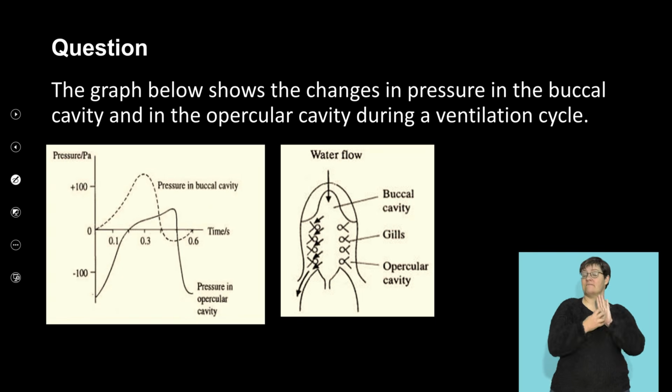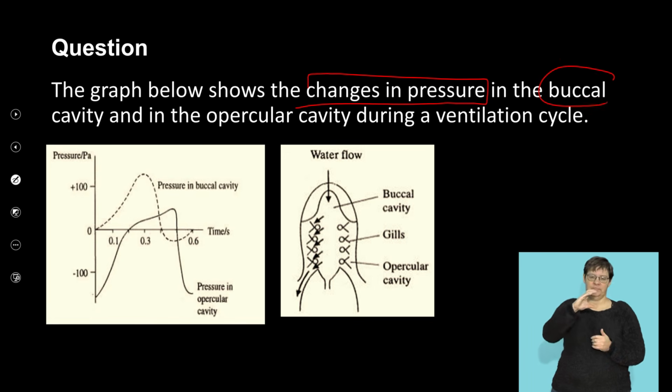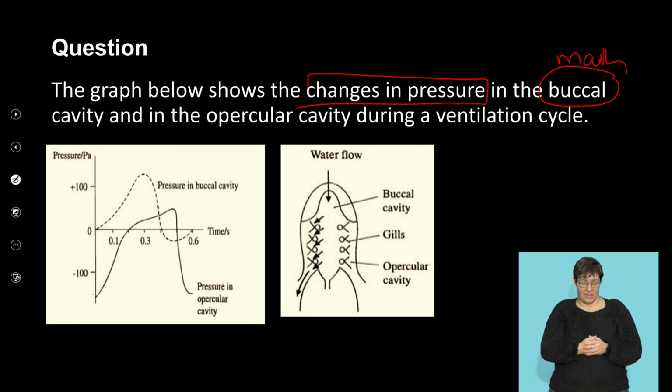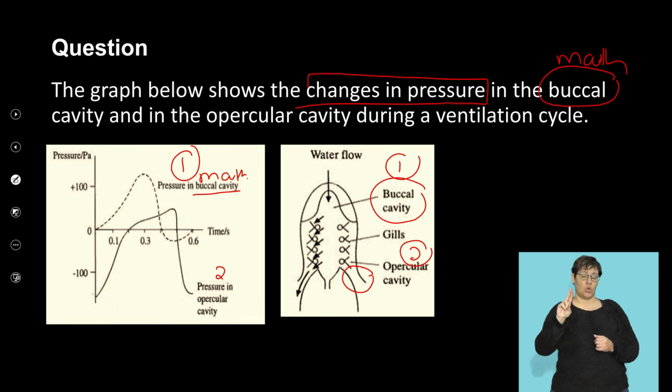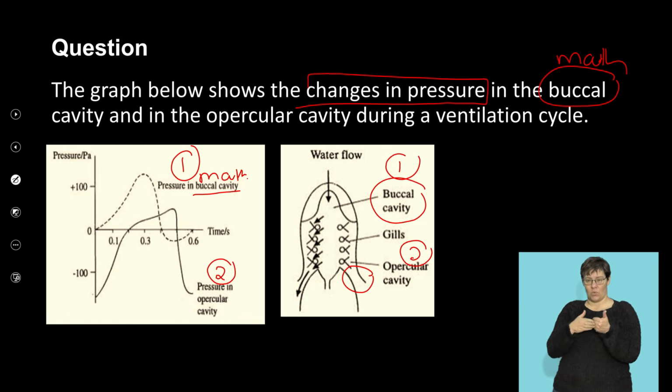Now we have a diagram where we link. The graph below shows the changes in pressure in the buccal cavity. Now what does buccal mean? Buccal is another word for mouth. So over here, this buccal is going to be the mouth, and the opercular cavity. So 1 here is the mouth, and 2 is going to be the opercular cavity over here. So that's this part when it opens and closes. So basically what is going to happen, guys, is when the mouth opens, the pressure is going to increase in the buccal cavity, and when the mouth closes, the pressure is going to increase in the opercular cavity. But we're going to have a look now.